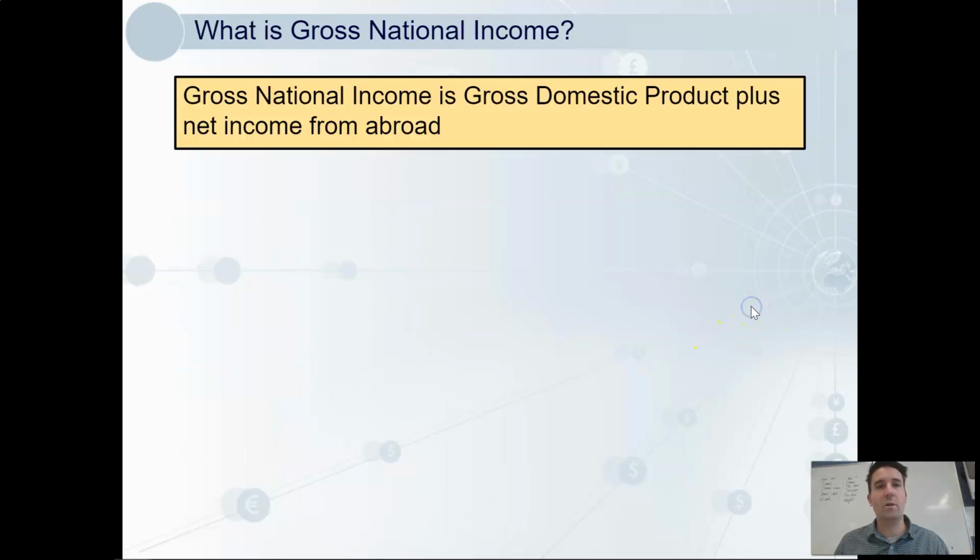Okay, next we're going to look at gross national income. Now this is gross domestic product plus net income from abroad. So it's clear that the difference here is this net income from abroad. What does this mean? This is income that flows between countries. So using examples will help here.